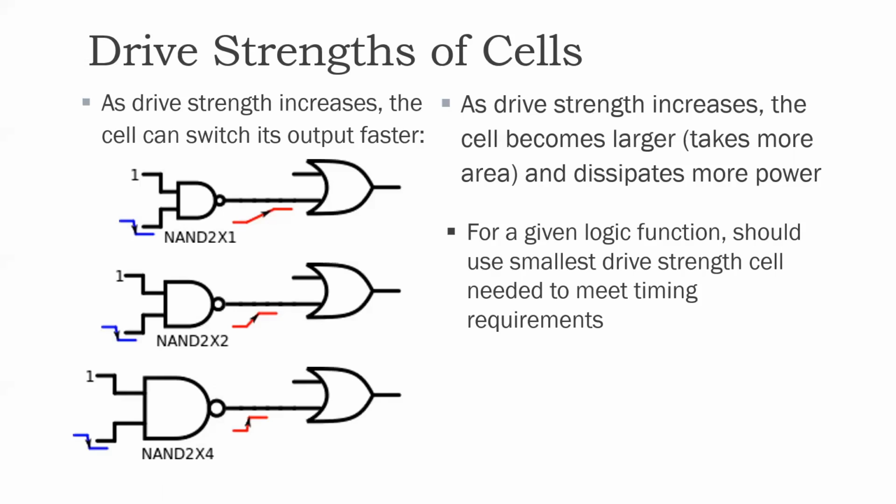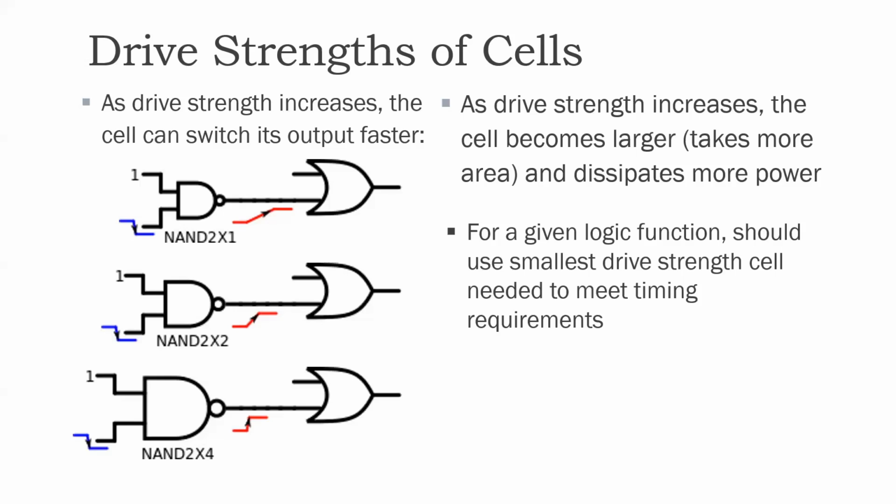The flip side of an increase in drive strength is that the cell becomes larger, it takes more area, and it dissipates more power. Whenever we design an ASIC, we want to design it with minimum area, because as the area increases, the cost of the ASIC will increase. The cost is a very sensitive function of area. As the area increases, cost increases very quickly. In fact, it may be non-linearly increasing. So there's a lot of interest in designing ASICs with the minimum area.